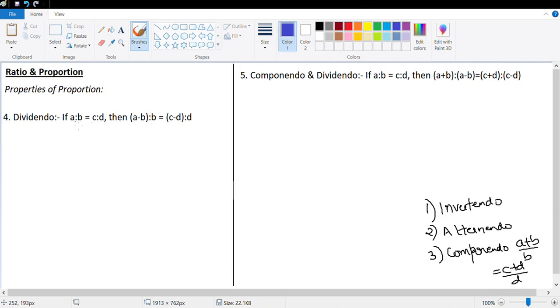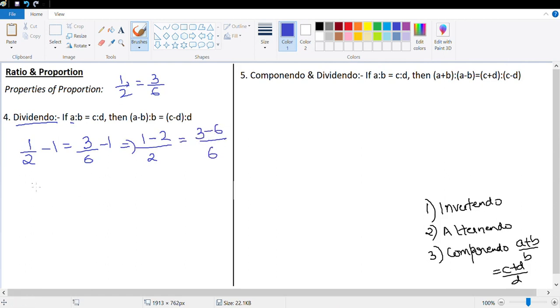Again, we are looking at the 4 numbers. 1 upon 2 is equal to 3 upon 6. So this time I subtract. This property is known as dividendo. Last time I added, this time I'm subtracting. So let's see what happens if I subtract. So this, the numerator, again I take the LCM, that's 2. So this is 1 minus 2. On the right hand side I have 6, and this is 3 minus 6. So this is negative 1 upon 2 is equal to negative 3 upon 6.